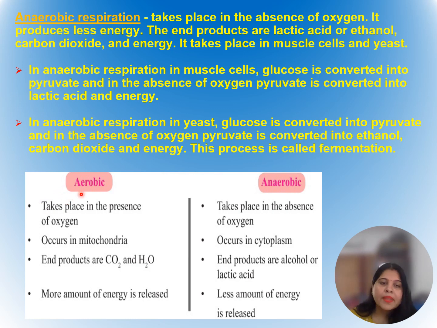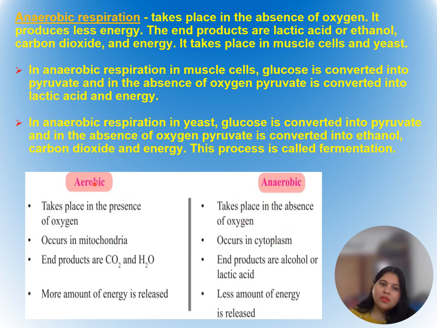First, as you know, aerobic respiration takes place in the presence of oxygen. Anaerobic respiration takes place in the absence of oxygen. An means absent. Second, what is the site of aerobic respiration? Aerobic respiration takes place in mitochondria, while anaerobic respiration occurs in cytoplasm.